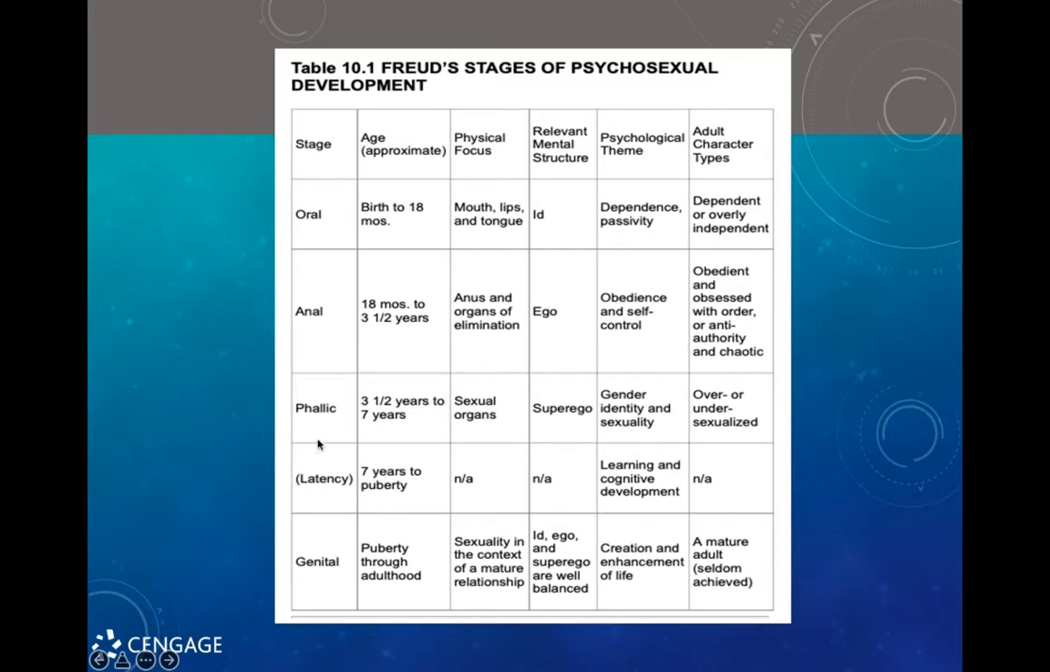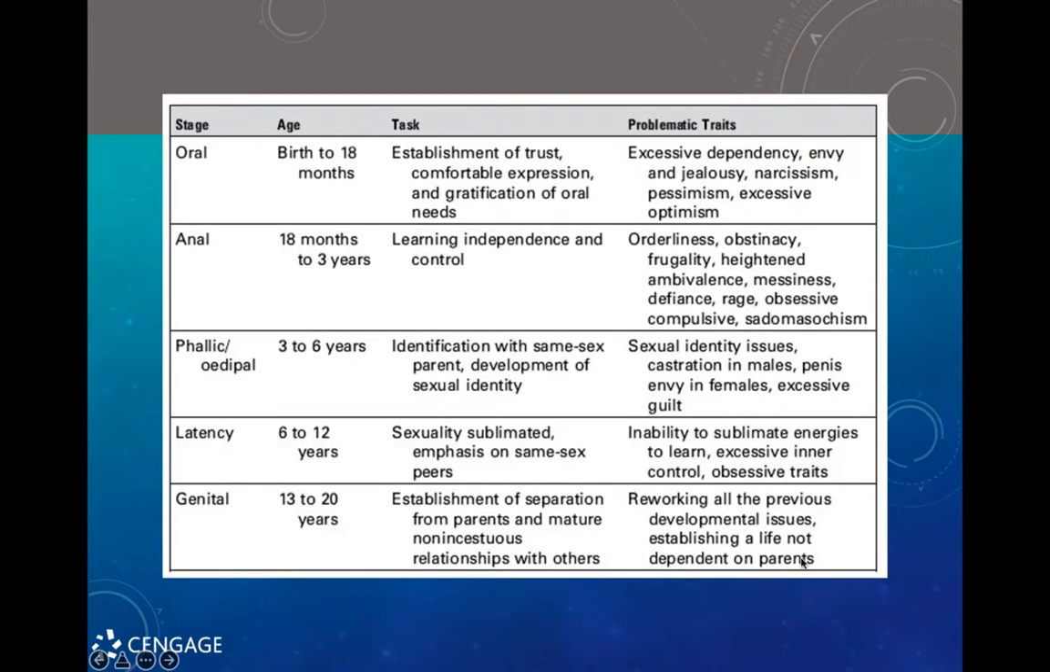Then comes phallic, latency, and genital, and similar themes are here too. You have the superego development, you have gender identity, if something doesn't develop, you become over or under sexualized, and so on and so forth. The only thing here is in the latency period, Freud said nothing really happens. It's kind of like learning and cognitive development, but a lot of professors and researchers have said that a lot is also happening during this time. And then the last is the genital stage, where you have the mature adult.